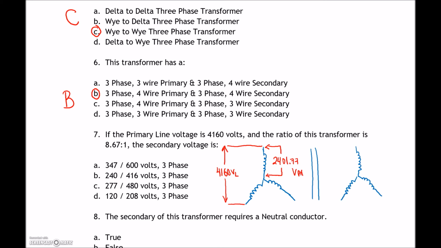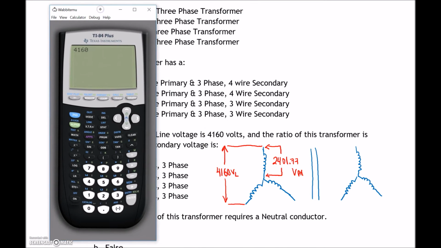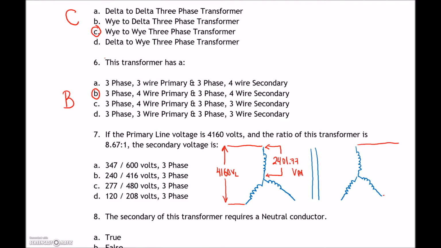Now the ratio there is 8.67. Now, because this is a mirror image, meaning that this is a Y and this is a Y, both the line ratio and the phase ratio will be exactly the same at 8.67 to 1. So let's take our line voltage of 4160. And we're going to drop the voltage by a factor of, what was that ratio again? 8.67. So we're going to divide by 8.67, and that gives us 479.81, which we know is 480. So our line voltage over here is 480.